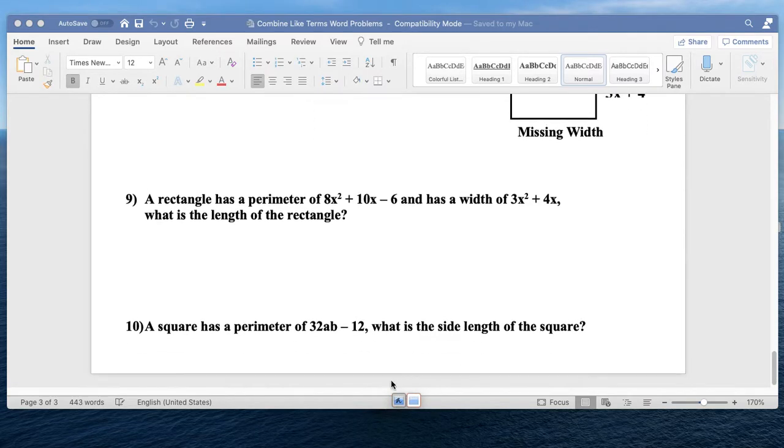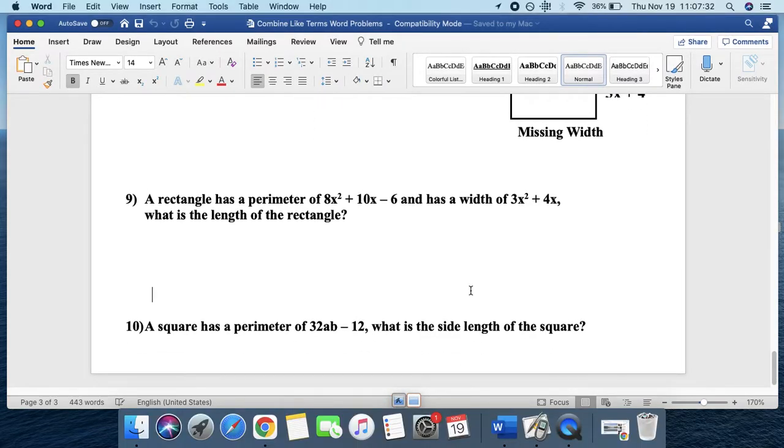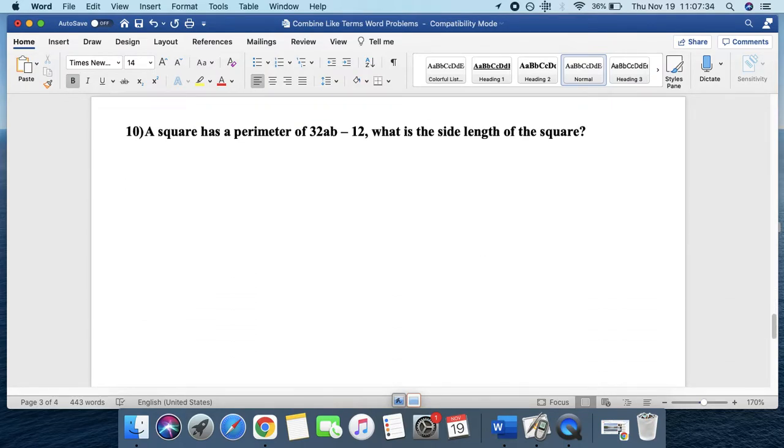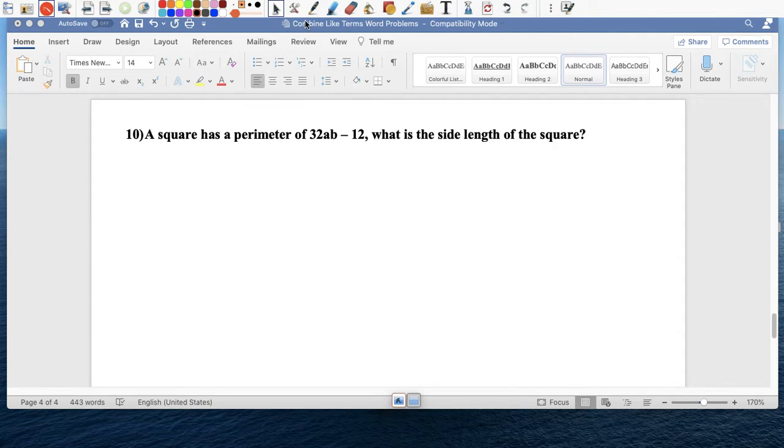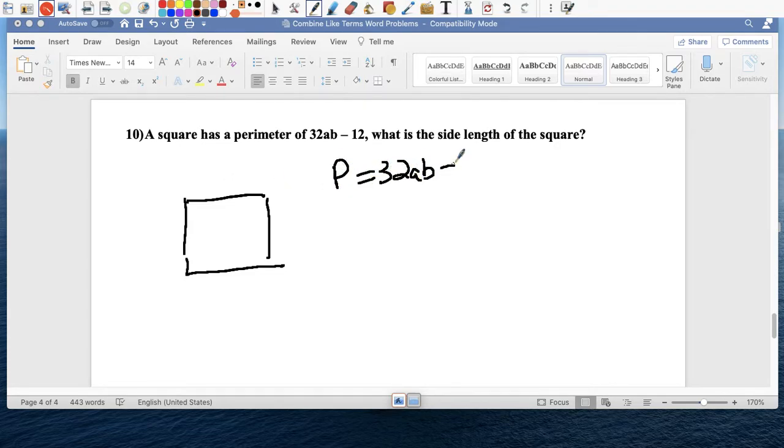And finally, our last question. So this wasn't that bad. Pretty easy. The square. Ooh, the square. Let's draw the square. This square has a perimeter of 32ab minus 12. So the sum of this side, plus that side, plus that side, plus that side equals that.